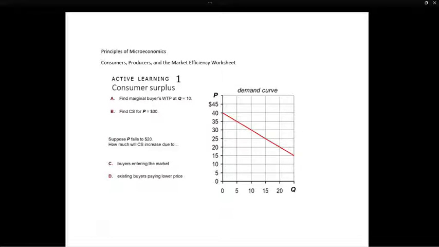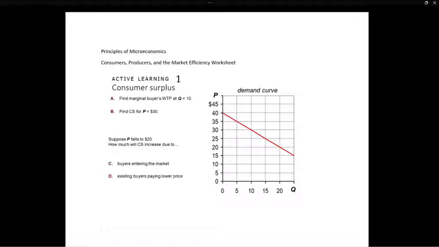In this example, we will explain consumer surplus using the demand curve. As we know, demand is the buyer's willingness to buy at different price levels. For example, at $40, there is no buyer. No buyer is willing to pay $40.